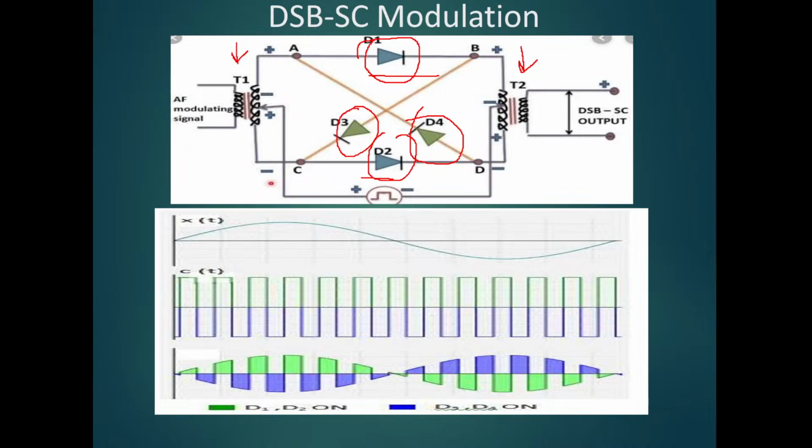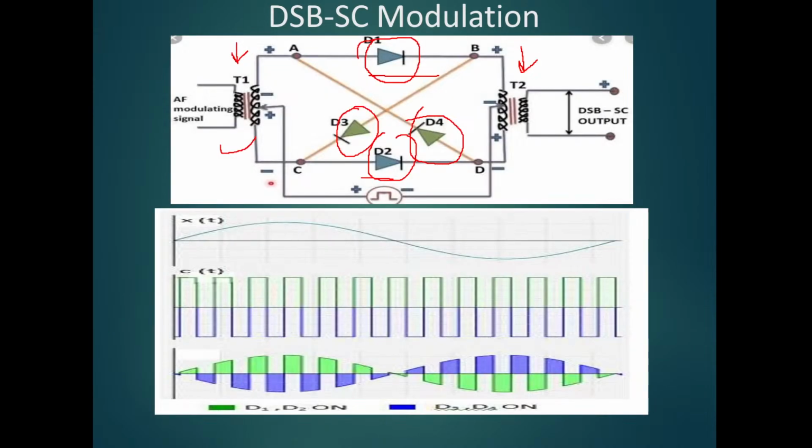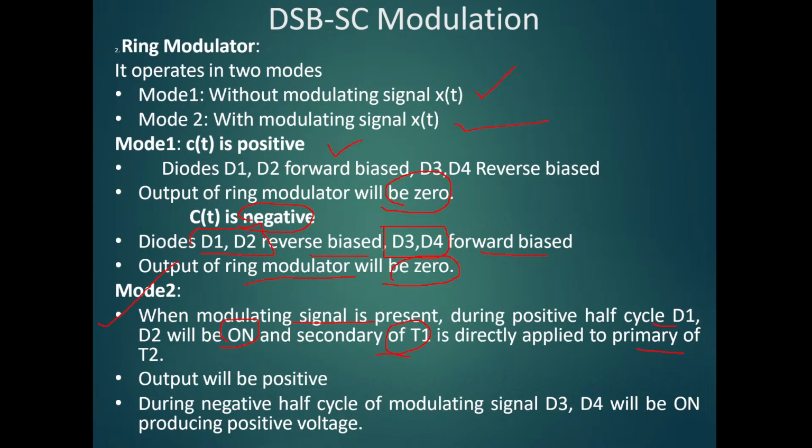The secondary is applied to T1, and the primary is applied to T2. So you can see this is T2 over here. This is the primary side. Sorry, this is the secondary side. This is the primary side, and this is the secondary side. Right? So therefore the output will be positive.